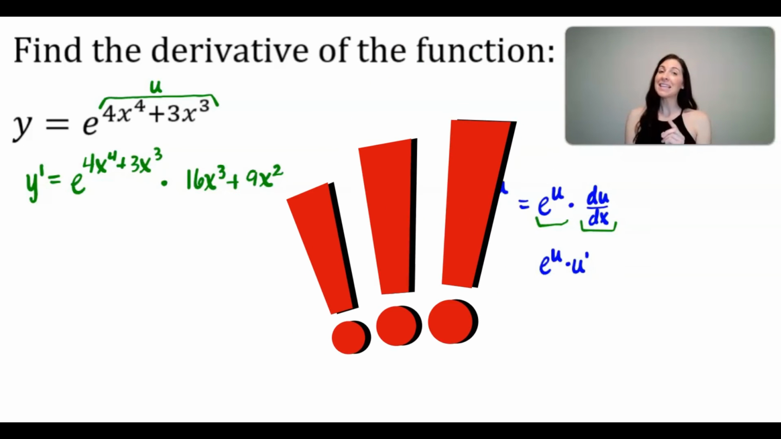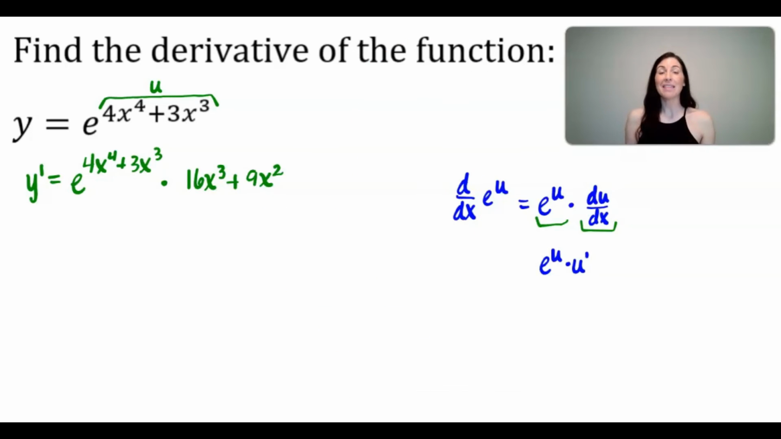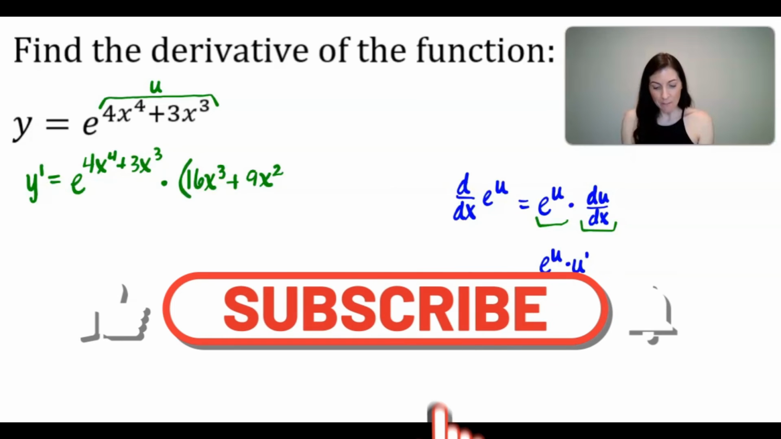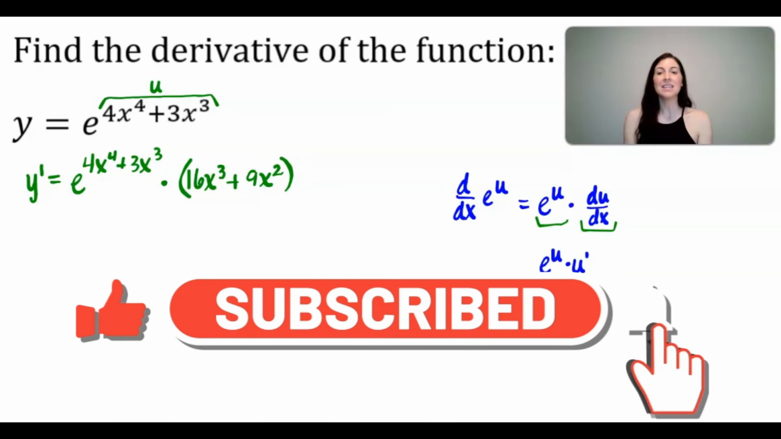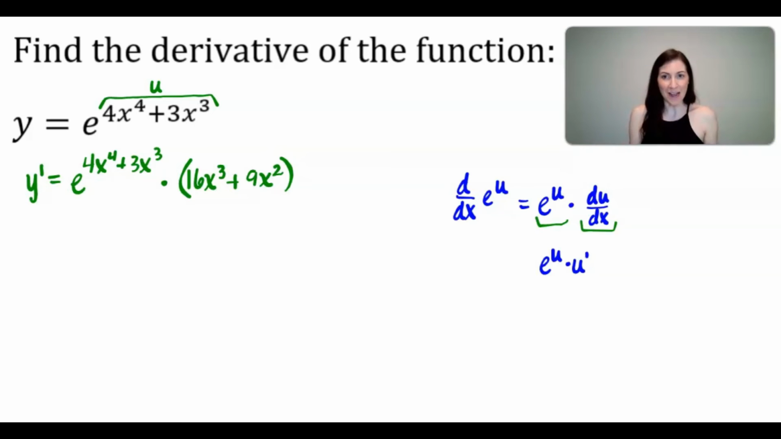And leaving it like this is a common mistake that my students make. If you leave it like this without parentheses around the u prime, essentially then what you're doing is you're taking e to the power of 4x to the fourth plus 3x cubed and only multiplying it by 16x cubed and then adding on 9x squared. So we want to make sure to put this whole derivative in parentheses so that we make sure we know we're multiplying by that entire u prime.